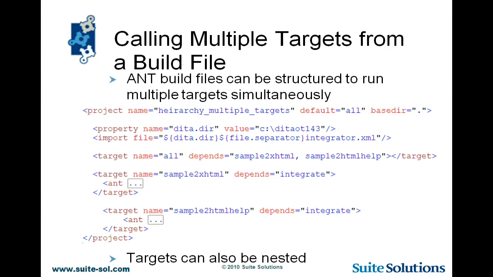We often want to run multiple outputs, either multiple documents with the same output type, the same trans type, or sometimes the same document with multiple output types. You might want to generate a PDF and an HTML file from the same DITA map, or any combination of those. Sometimes we have different languages, etc. So it's fairly easy to do this using Ant.